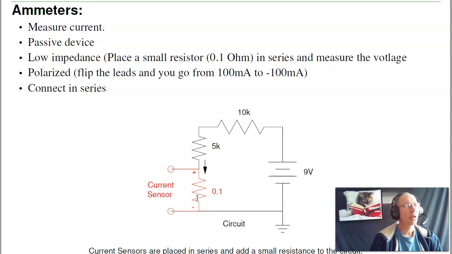Note that ammeters very rarely work in lab. That's because as soon as you take an ammeter and connect it across like a 9-volt source, I'd have 9 volts across 0.1 ohm, 90 amps. That just burned out the ammeter.